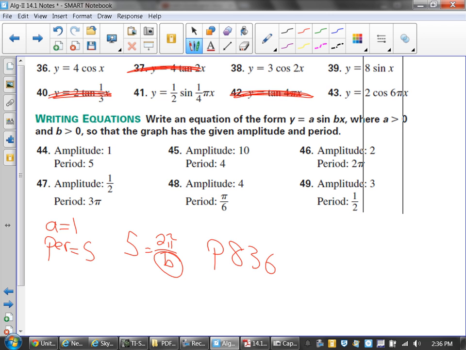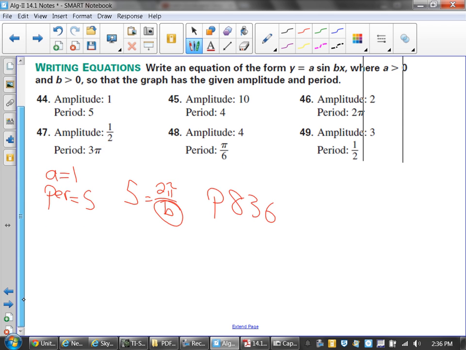Do you remember the trick when you have a variable in the bottom? 5 over 2. Other way. Remember, these two guys are just changing places. Cross and multiply. So B is 2 pi over 5. If A is 1 and B is 2 pi over 5, you get y equals 1 sine 2 pi over 5 x. And that's it. Do you need to write the 1? Nope.